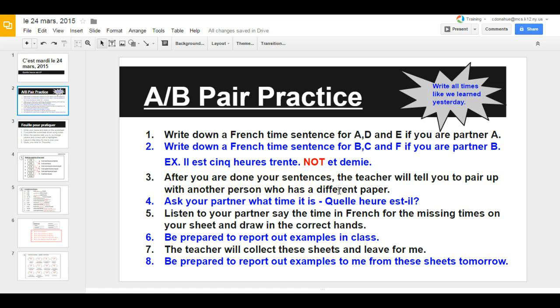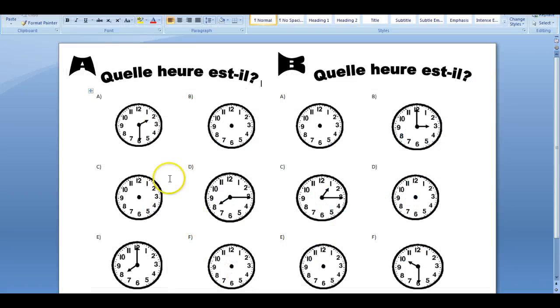If you are A, you need to pair up with B. If you are B, you need to pair up with A. 3 times you need to ask your partner, what time is it? The question is right at the top of your sheet. So if I am partner A, I need to ask partner B, quelle heure est-il? Without showing me his paper, he will tell me the time and I will write the hands on the clock.